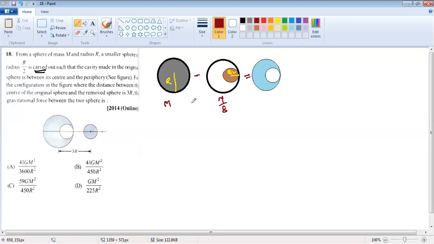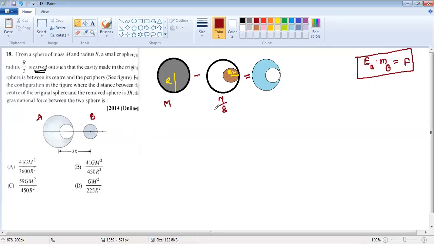So our main aim is to find the force on this. To find the force at the center of the location, we have to find the field. Let us take this as A and this as B. We find the field at the center of B, multiplied by the mass of B, which gives us the force. Force equals mass times field. Center of B means at what distance? From the bigger sphere's center, 3r distance.